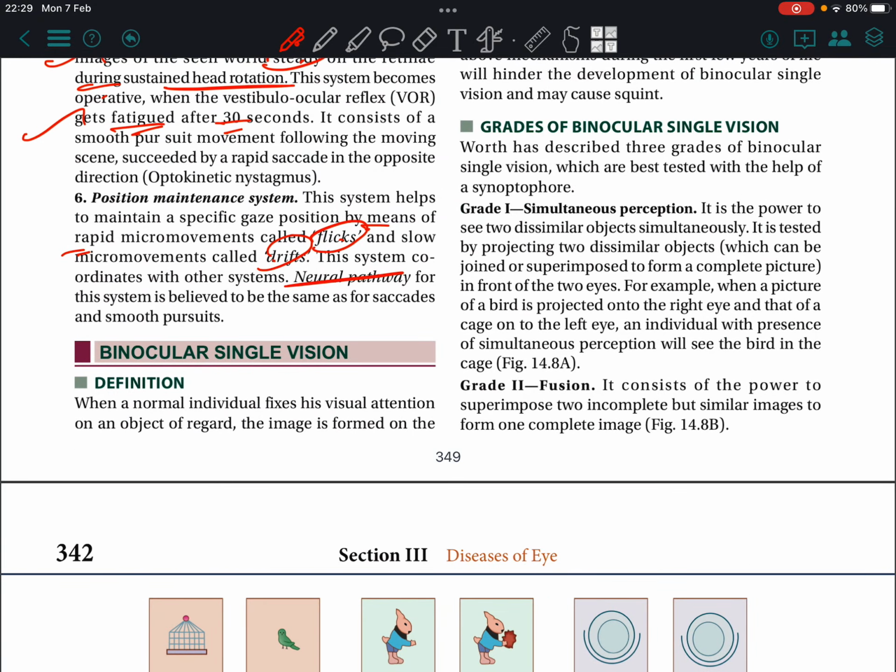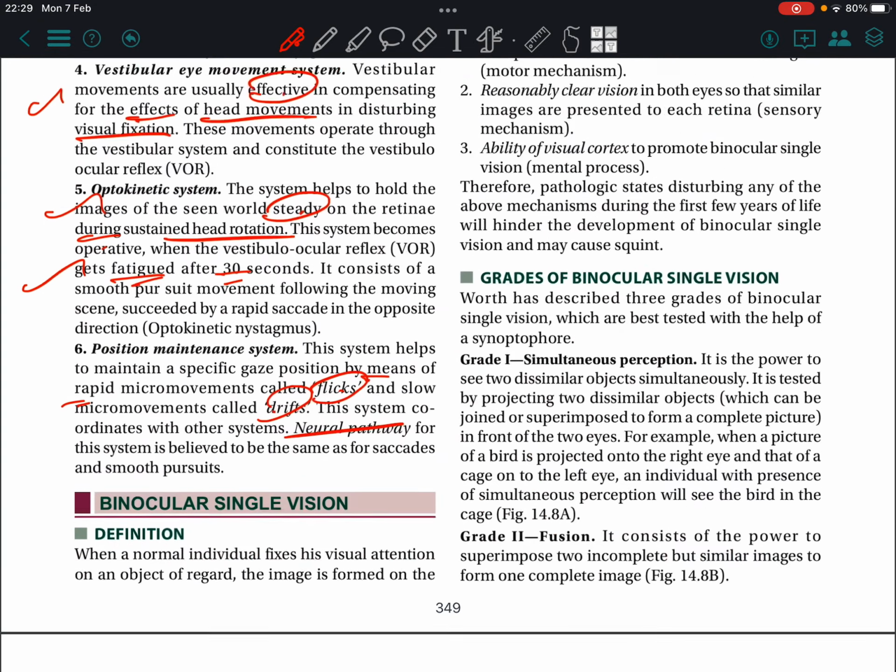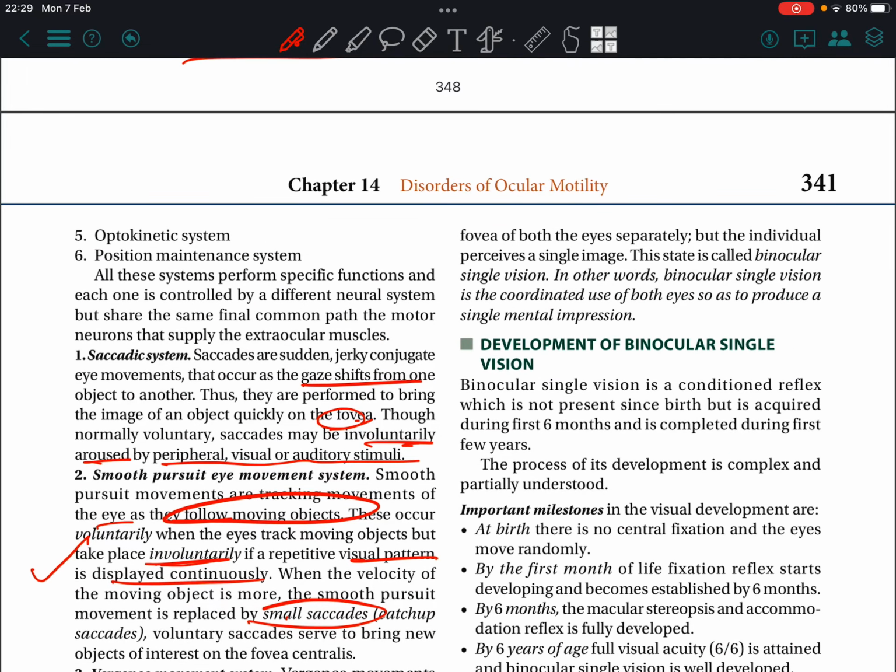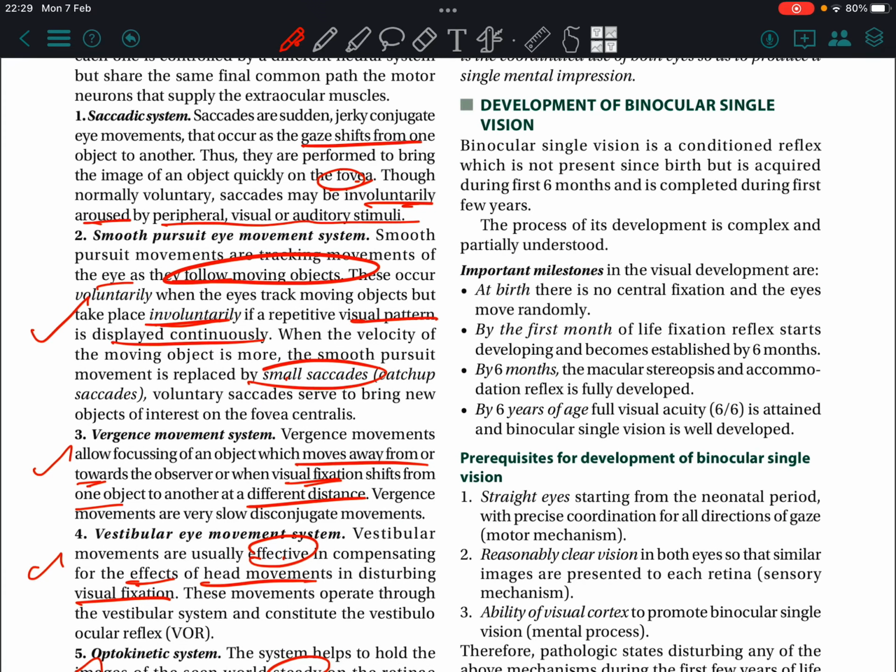When a normal individual fixes his attention on an object of regard, the image is formed on the fovea of both eyes separately, but the individual perceives a single image. This is called binocular single vision. Development of binocular single vision.